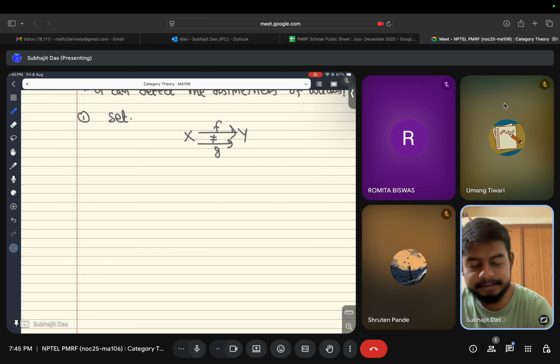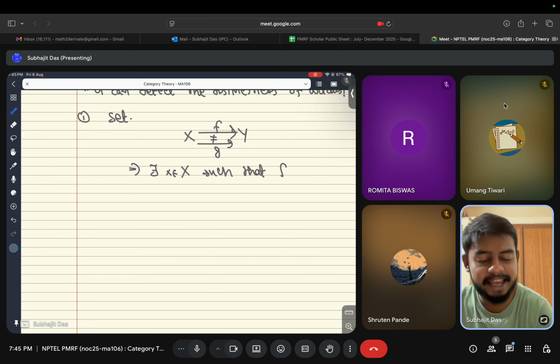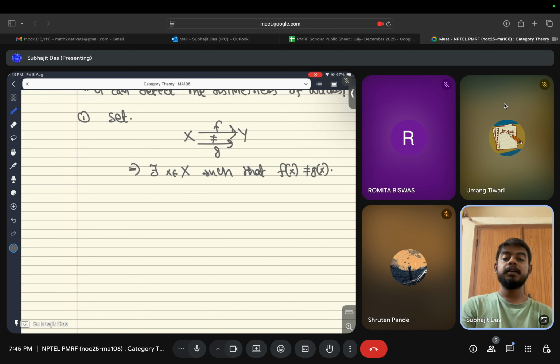It means that there exists some little x in X such that f of x is not equal to g of x. So if something is a separator, it should be able to pick out that element x. So what object can pick out elements of a set in the category of sets?